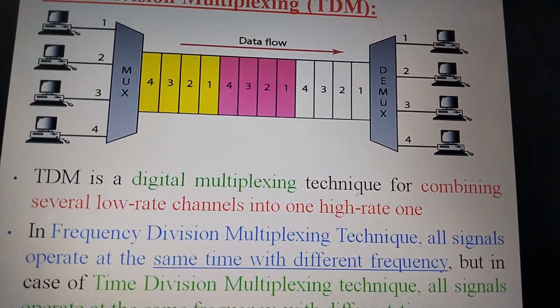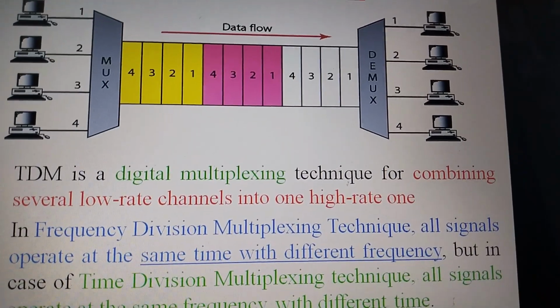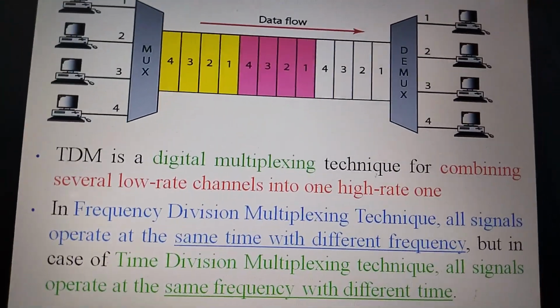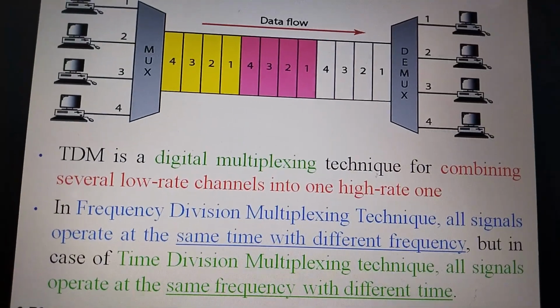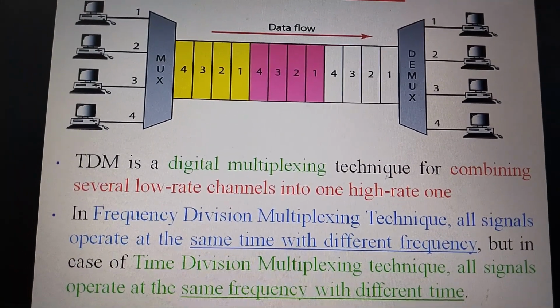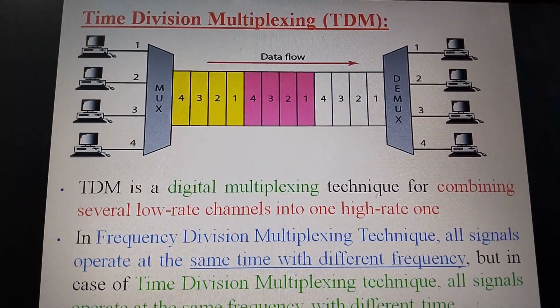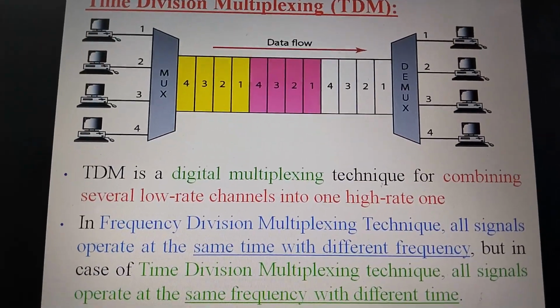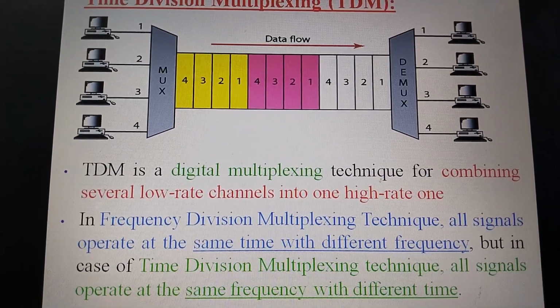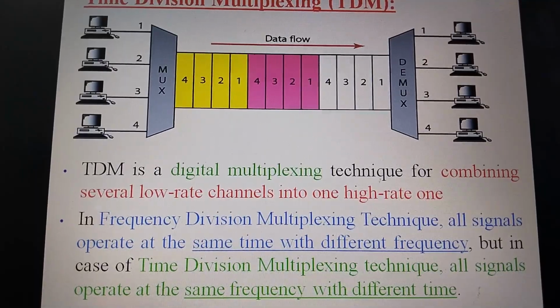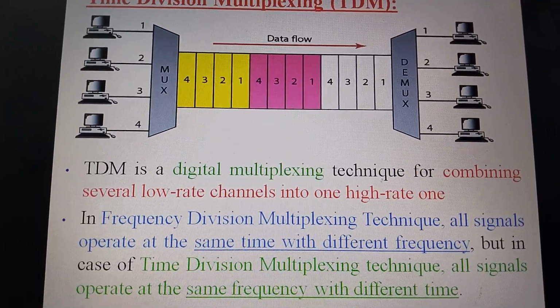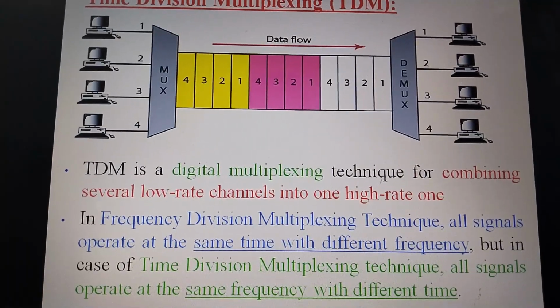Time division multiplexing is a technique for combining several low rate channels into a high rate channel. Time division multiplexing is used for digital signals, and in frequency division multiplexing, all the signals are operated at the same bandwidth.